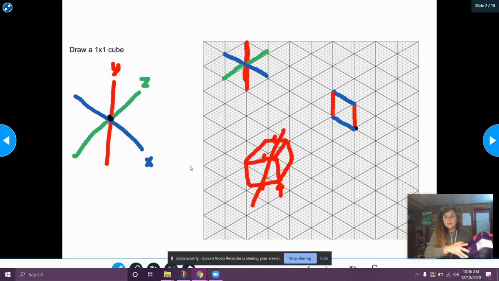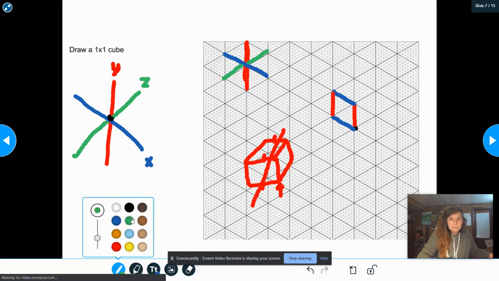Okay, so we just drew the front right there. So now I'm going to switch colors. I'm going to switch to my green. And we're just going to extend these lines from that corner piece. Remember, this is the corner right there. We're going to extend these back.